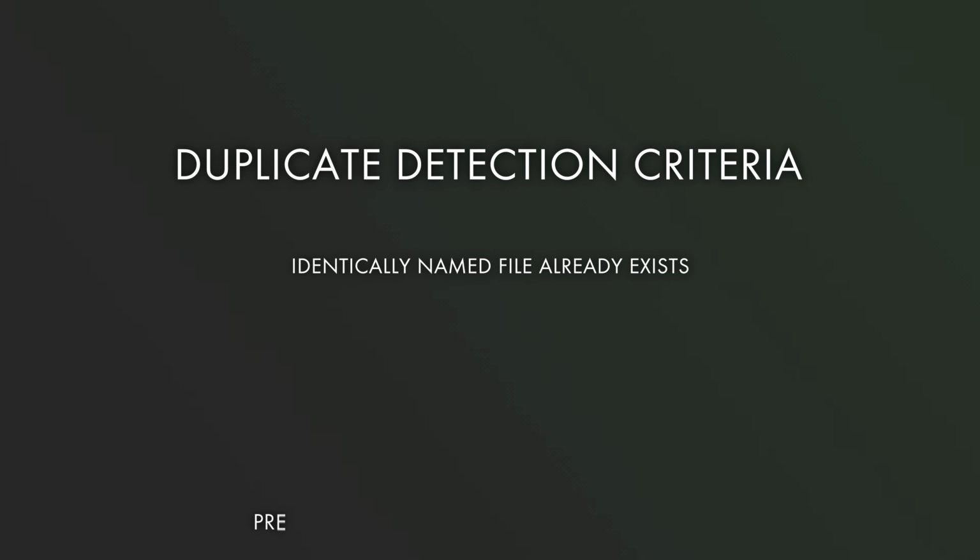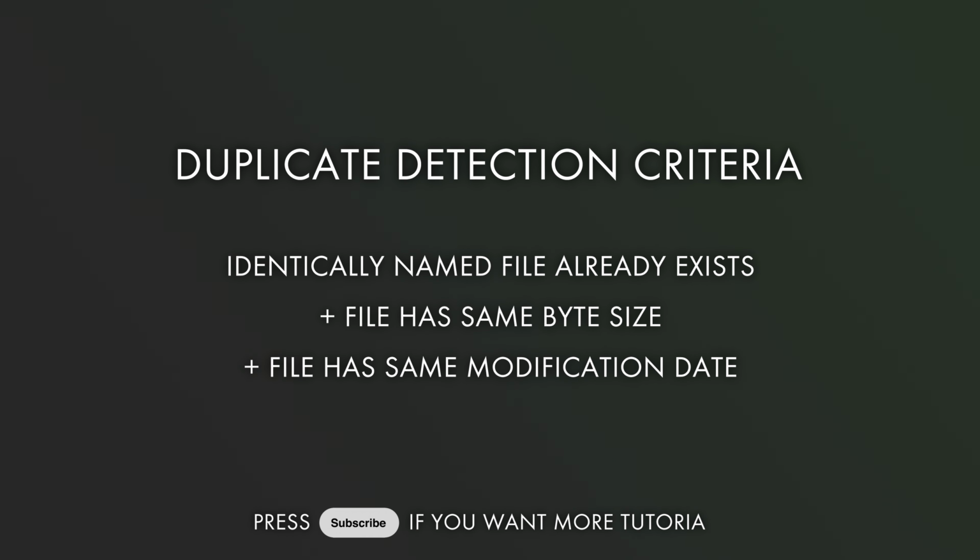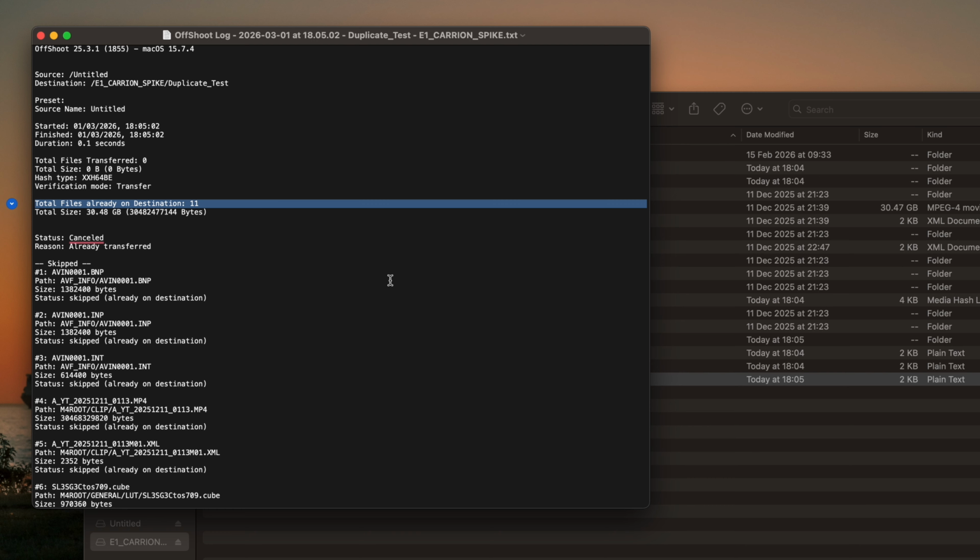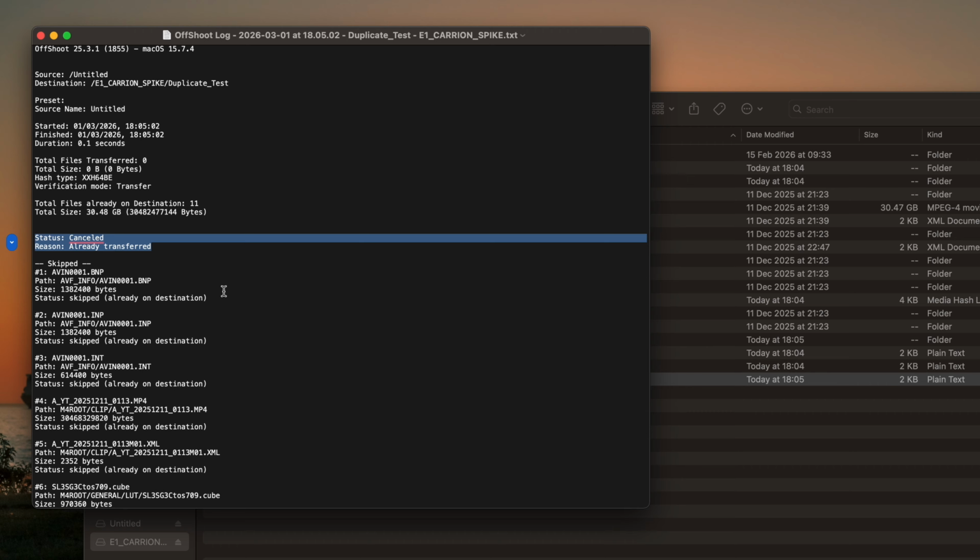An identically named file already exists in the folder, that file has the same byte size as the one you want to copy, and it has the same modification date. Skipped files will be logged in a transfer log under the Skipped File section.